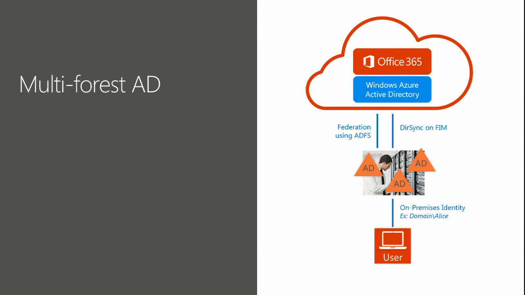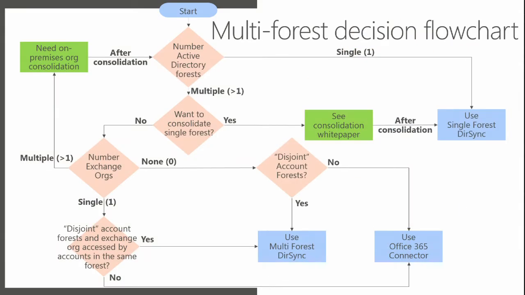Multi-forest directories. How do you synchronize a directory that has multiple forests? Well, it's a little more difficult. The DirSync tool that you get from the Office 365 users and groups only supports a single forest. So in order to get multi-forest, there's a couple of things you've got to look at. I have a little flow chart here to think about how you do that.